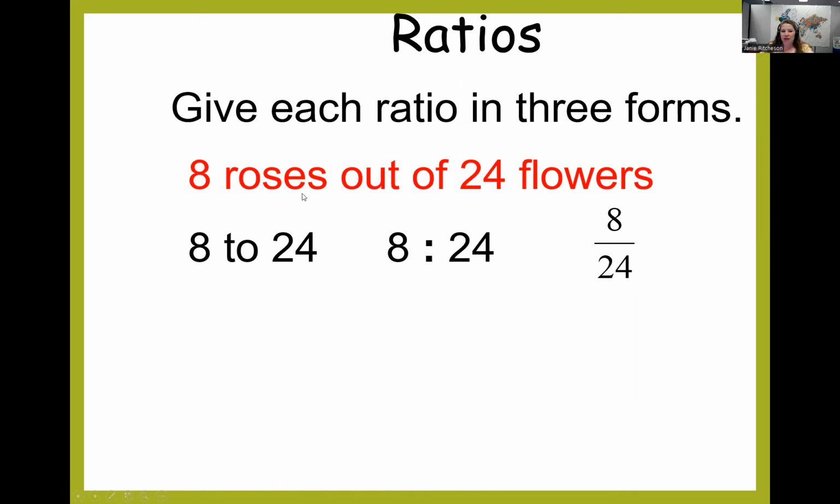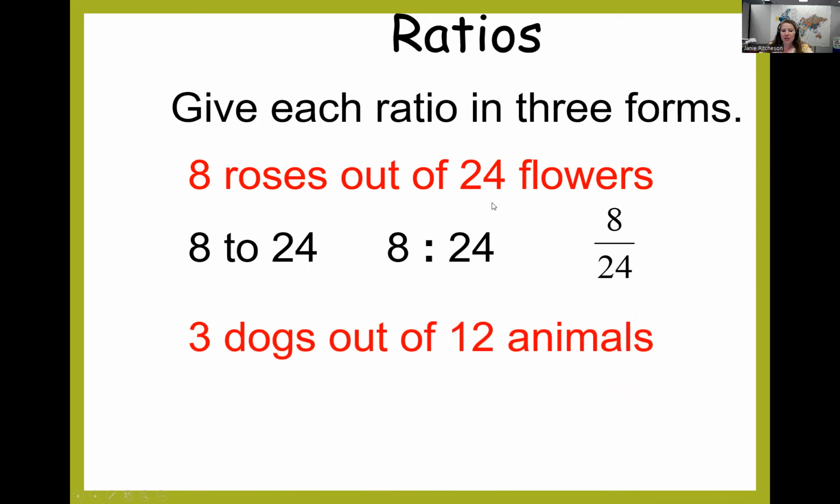So we're comparing roses specifically out of a full group of flowers, total flowers. So if I said there's 12 animals, and of those 12 animals, 3 are dogs, the ratio of dogs to total animals is 3 to 12. Once again, I could write that 3 different ways with the word "to," with a colon, and I could make it look like a fraction.